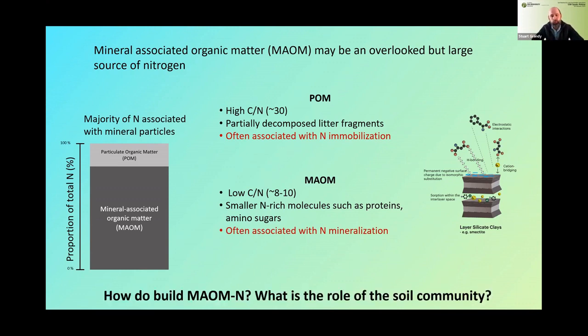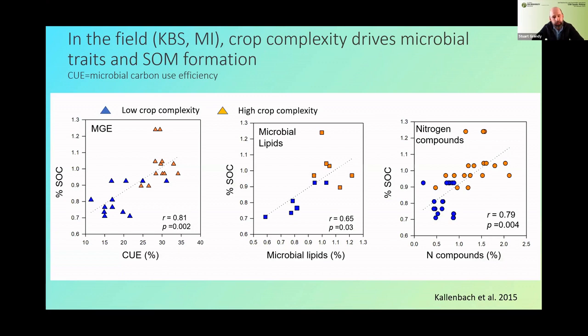So how do we build MAOM, and what is the specific role of the microbial community? Previous work by Cynthia Kallenbach provides some insights into this, linking microbial physiological traits, crop rotational diversity, and the buildup of total soil organic carbon and MAOM, and also specific types of compounds in those pools. Here we have CUE, which is the carbon use efficiency of the microbes. And you can see on the far left here, this positive relationship between carbon use efficiency and soil organic carbon, going from a low crop complexity to a high crop complexity annual rotation.